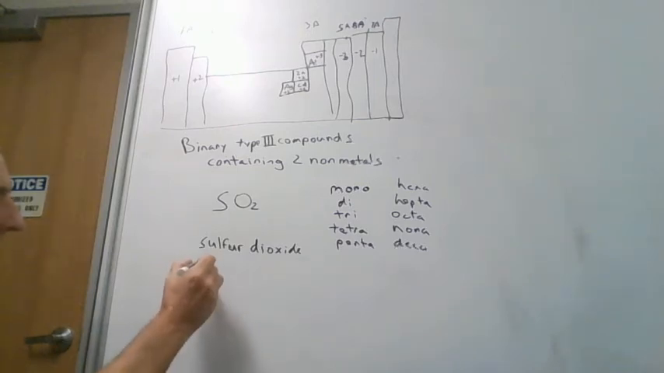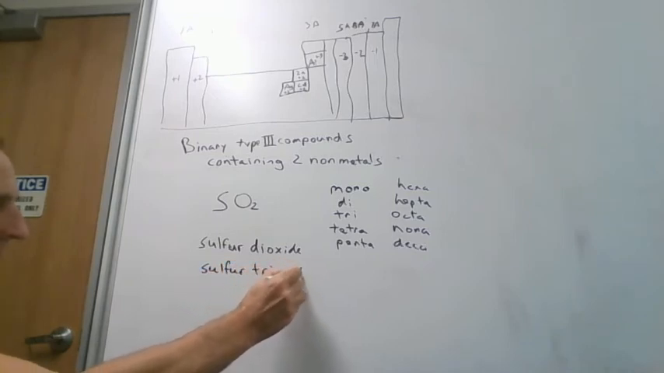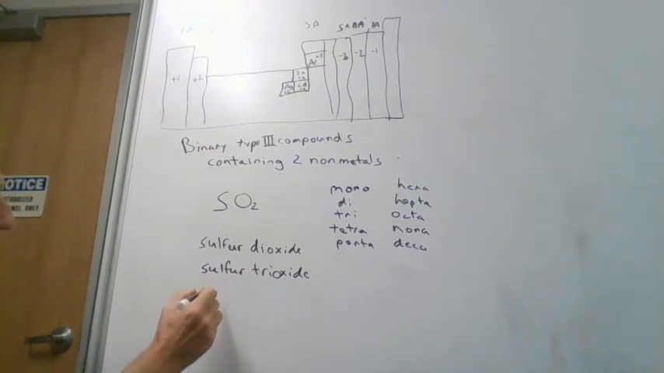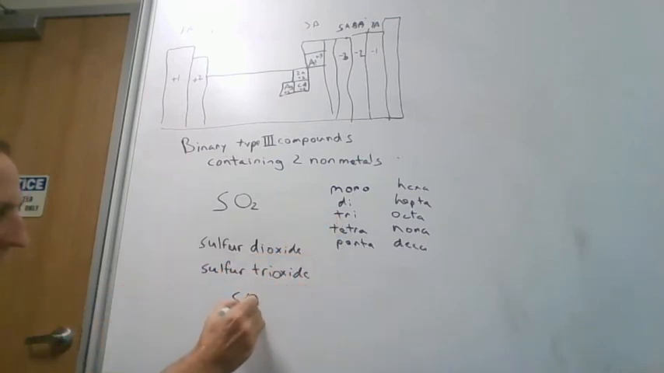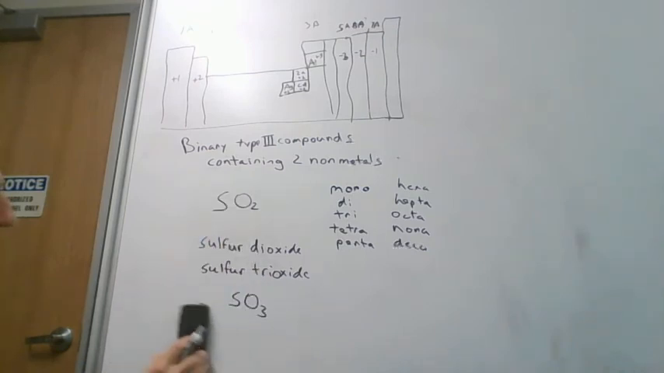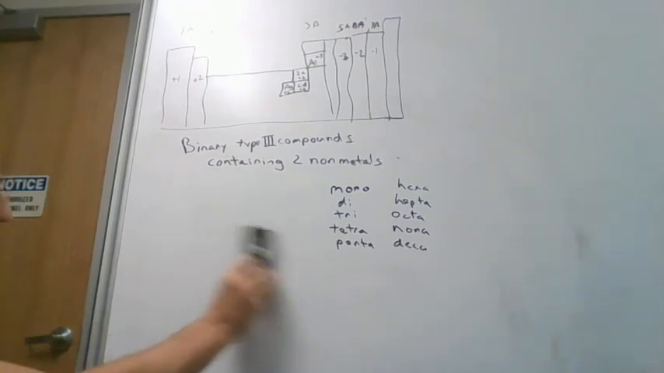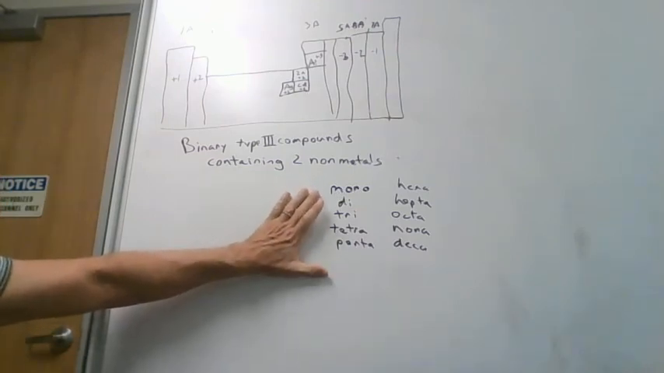If we had a name like sulfur trioxide and wanted to write the formula, we would know that the first element is sulfur, and tri tells us we have 3 oxide, or oxygen, so SO3. And so that's how you go both ways, from a formula to a name and from a name to a formula with type 3 binary compounds. These are the easiest ones to name because you're just counting how many things are there.